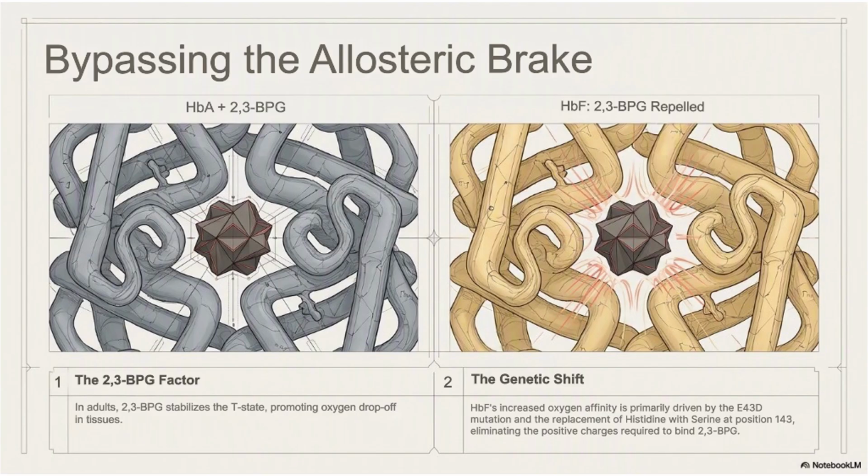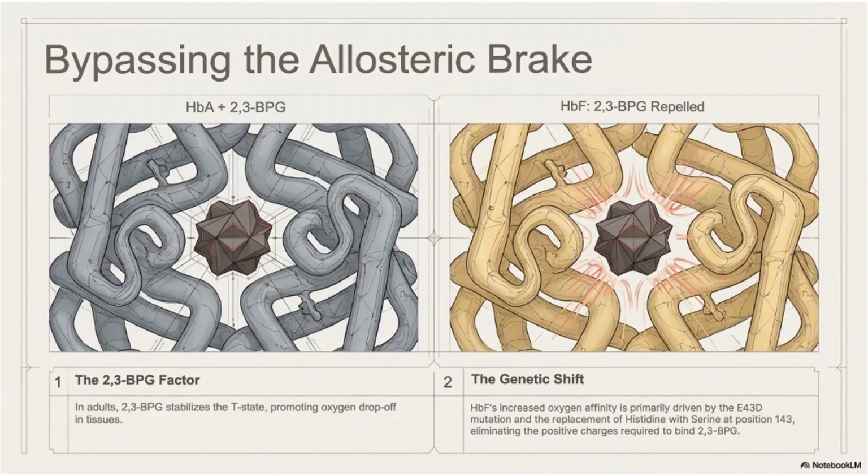In other words, fetal hemoglobin doesn't bind oxygen more tightly because it's special. It binds oxygen more tightly because it largely ignores one of the body's normal oxygen release regulators. This is one of the most elegant examples of how a tiny structural change can produce a major physiological advantage. And researchers developing new sickle cell therapies often focus on reactivating fetal hemoglobin because HbF naturally resists sickling while still transporting oxygen efficiently. Of course, babies don't keep fetal hemoglobin forever.